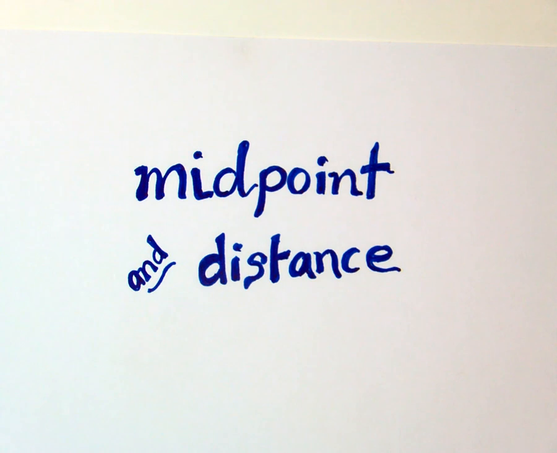This is an Algebra 1 lesson about midpoint and distance. We're looking at having 2 points, and what can we find out about the 2 points?